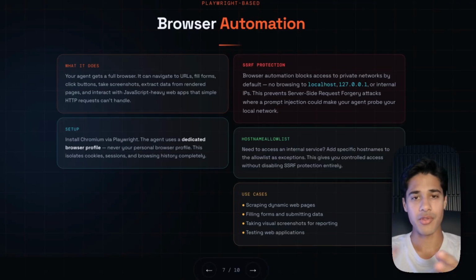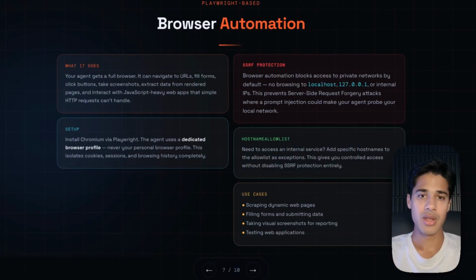OpenClaw uses Playwright under the hood with Chromium. Your agent gets a full browser to control so it can navigate to URLs, click elements, fill up fields, take screenshots, and extract content from fully rendered pages. This is the tool for anything that simple HTTP requests can't handle.